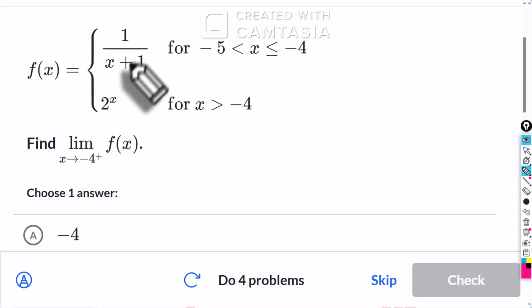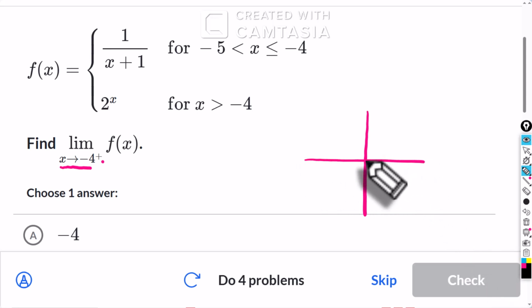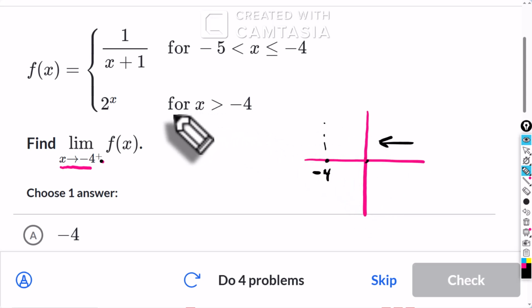Okay, so here we have our piecewise function. We're trying to find the limit as x approaches -4 from the positive side. So if you're going to x equals -4, all right, here's the x-axis. If you're going to x equals -4 and you're approaching it from the positive side, you're going to use the function where x is greater than -4. Okay, so that's this function right here. So we can ignore this because we're only doing a one-sided limit.